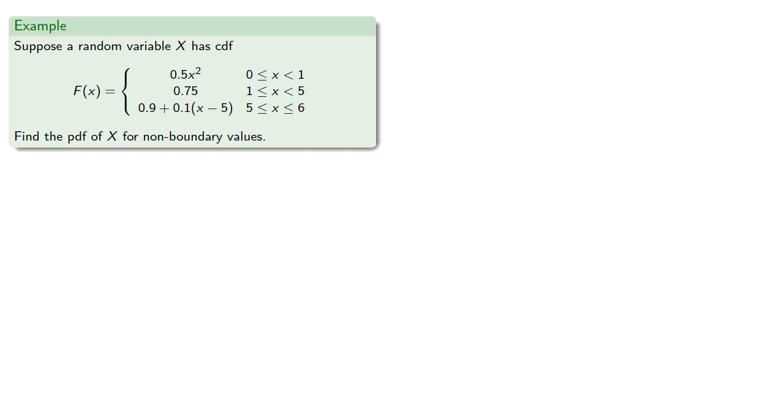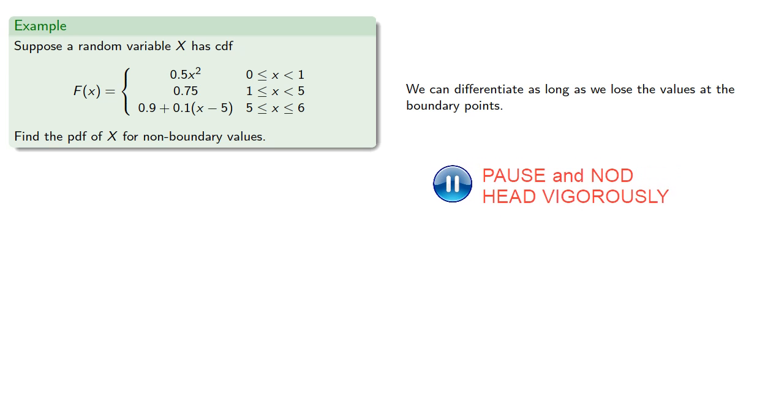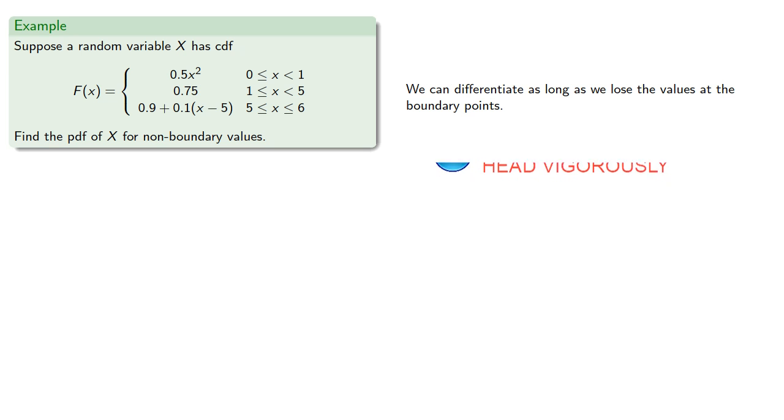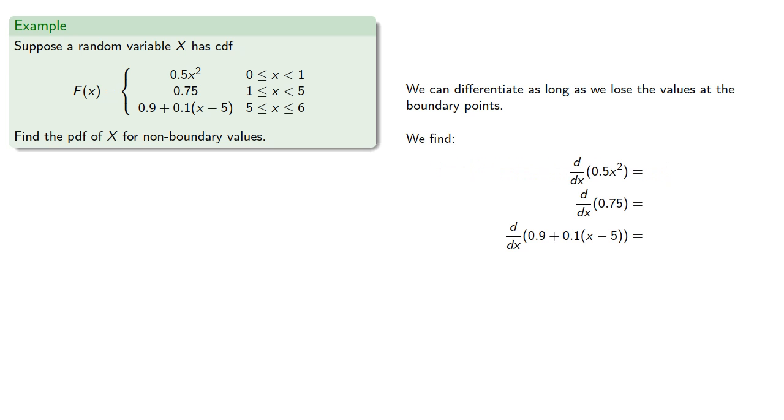For example, suppose a random variable has cumulative distribution function. Let's find the PDF for non-boundary values. We can differentiate as long as we lose the values at the boundary points. So we find the derivative of each of the piecewise components. And so this will give us our PDF at all of the non-boundary values.